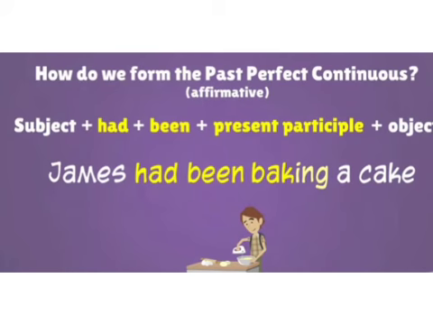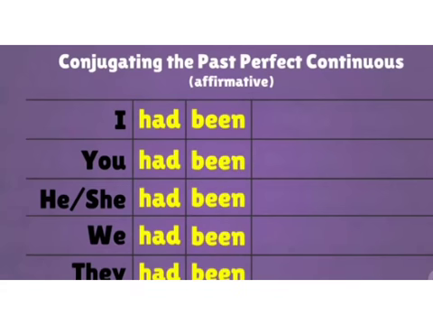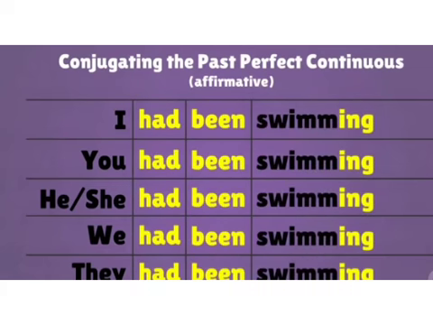Okay children, did you understand how it forms? Now let's move on to the conjugating process. How to conjugate the past perfect continuous affirmative sentence? Let's see. The first sentence goes like this: I had been swimming. The next one is, you had been swimming. The next one is, he had been swimming or she had been swimming. And the next one, we had been swimming. Been is compulsory for continuous. And the last one is, they had been swimming. So this is how you form the past perfect continuous tense.